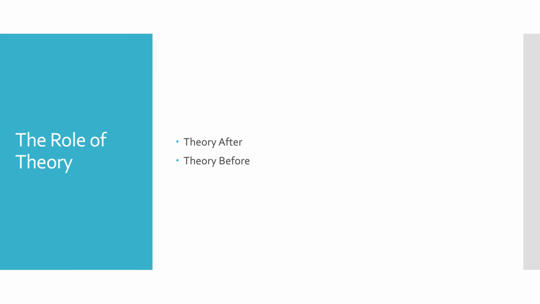Theory serves two roles in machine learning. Theory after, which is to justify and help understand why common practice works, and theory before, suggesting new algorithms and approaches that turn out to work well in practice. Often, it turns out to be a combination of the two.